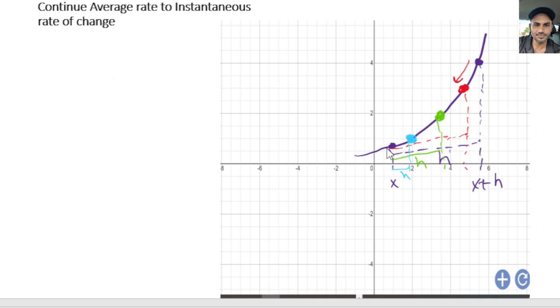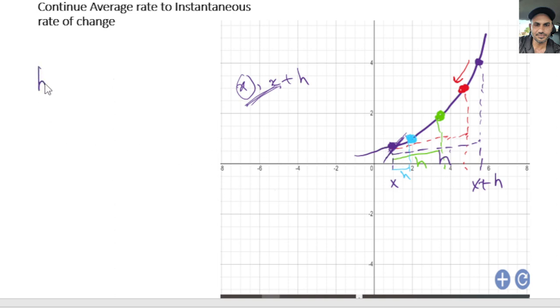Okay, so what happens when h is really, really small? The difference between x and x plus h is really negligible. So the line that connects these 2 points becomes almost like a tangent line to this point right here. When x and x plus h are so close, the line that connects these 2 points almost becomes a tangent line. So this tangent line represents the instantaneous rate of change at x.